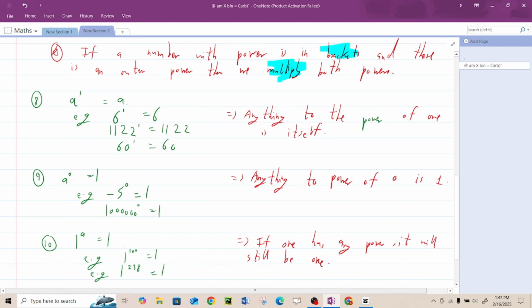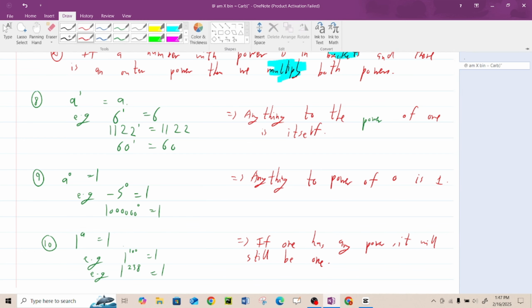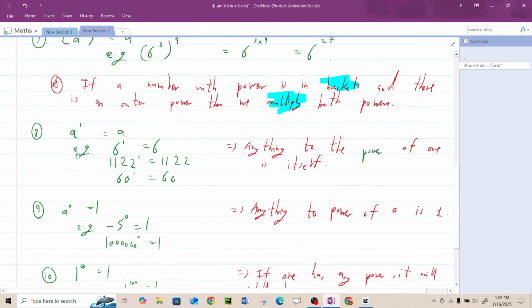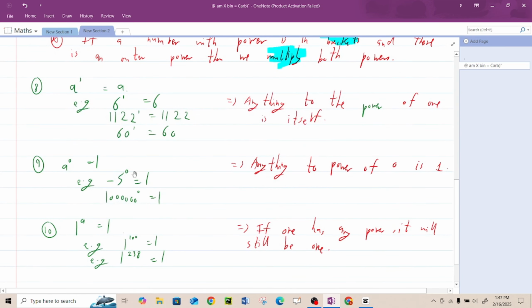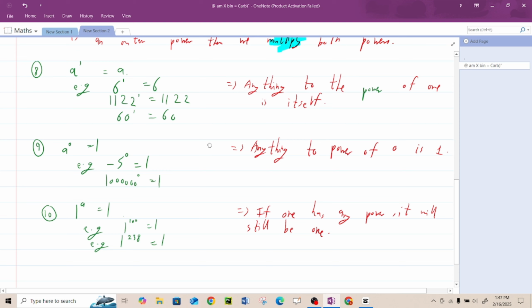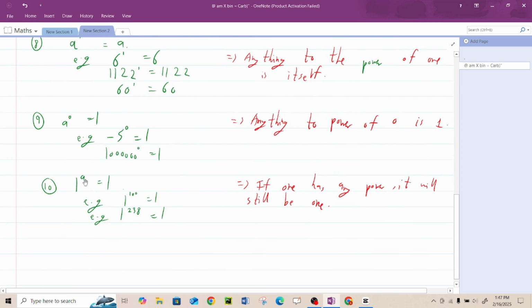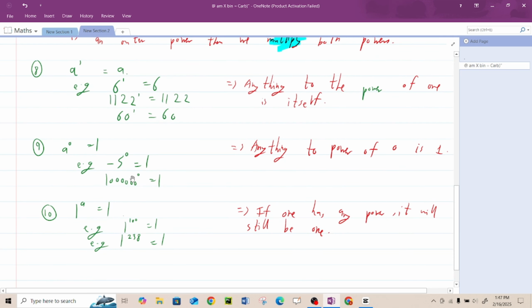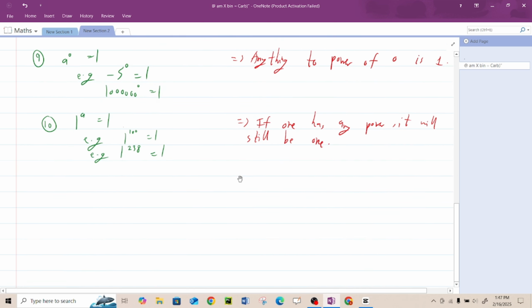Now, what's the difference between them? A power 1 is a, meaning anything to the power of 1 is itself. Second rule, anything to the power of 0 is 1. And the last is 1 power anything is 1. So never mix up these. Some people may mix up these 3 rules and get the wrong answer, but if you remember these rules I wrote on the side, that's going to be good for you.